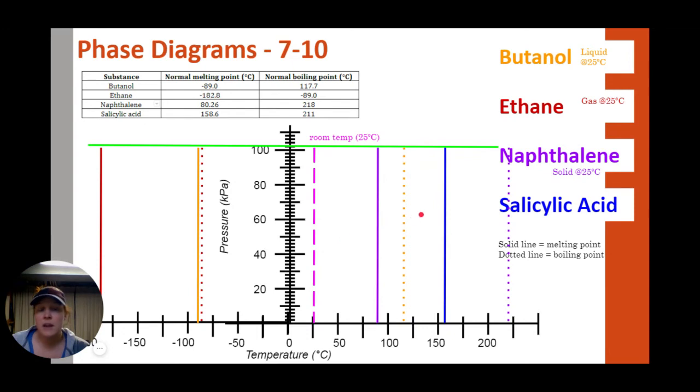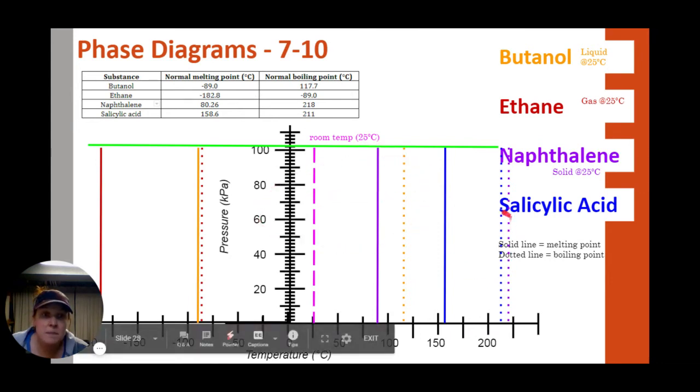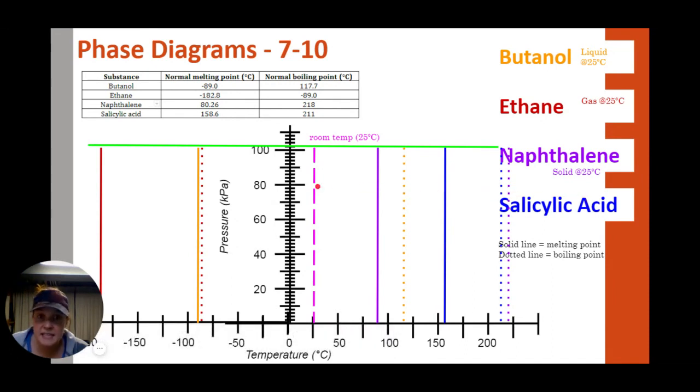And then finally, we have salicylic acid, with a normal melting point of 158.6 degrees Celsius and a boiling point of 211 degrees Celsius. This would be a solid to the left of the line, in the middle is the liquid, and to the right is a gas. So that would mean salicylic acid is actually solid at room temperature, or 25 degrees Celsius.